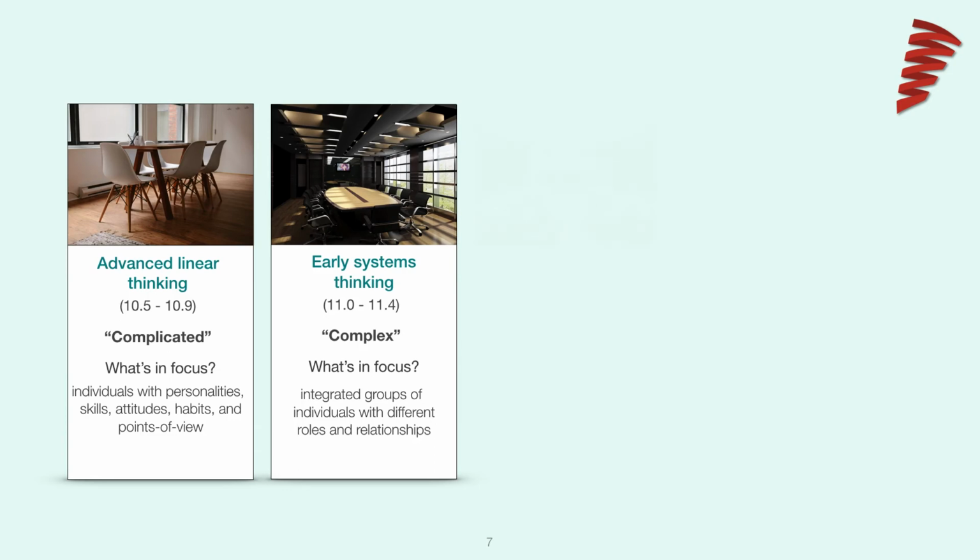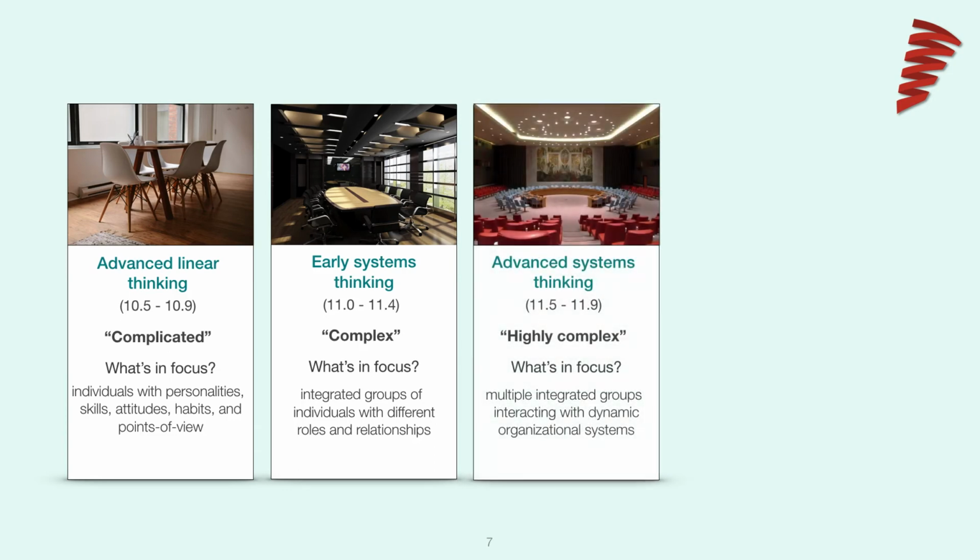In advanced systems thinking, between 11.5 and 11.9 on the lectical scale, our increasing capacity to identify interrelationships among variables allows us to widen the view even further. We're now able to see how the qualities of groups affect their interactions with one another and with the larger systems in which they are embedded.